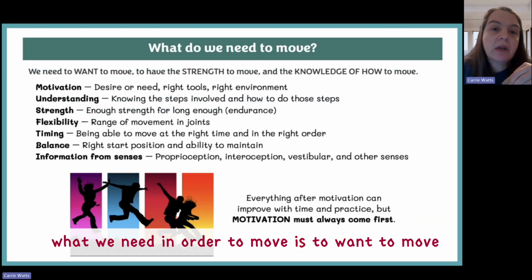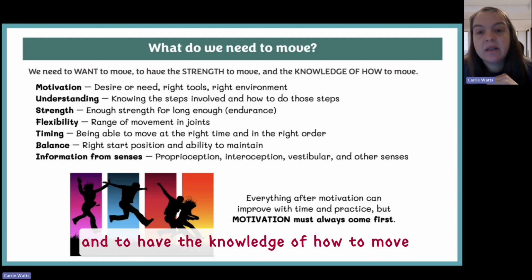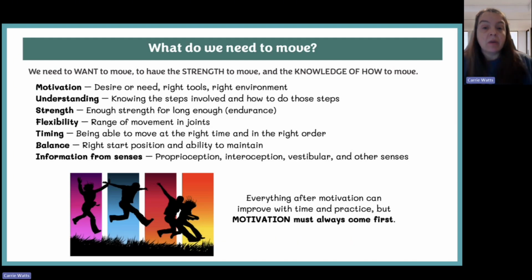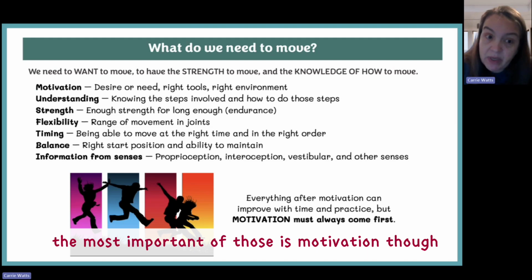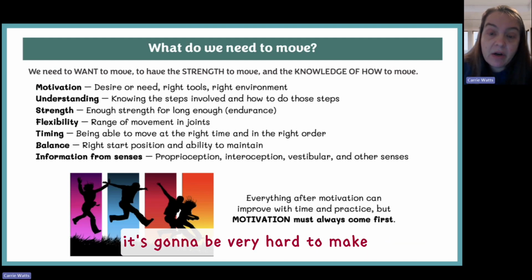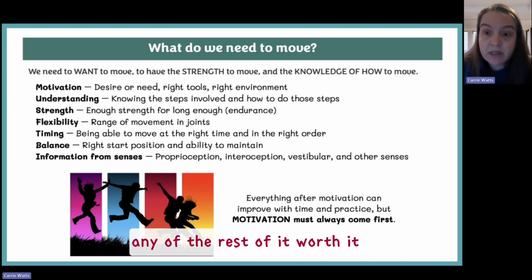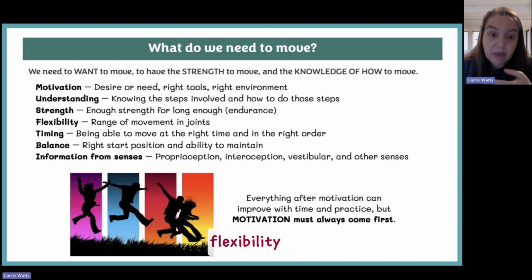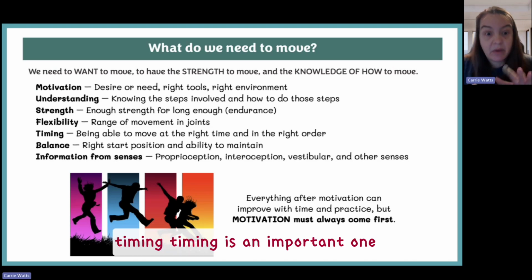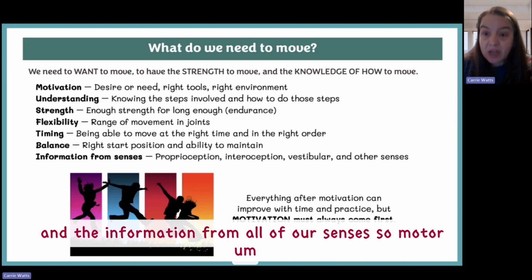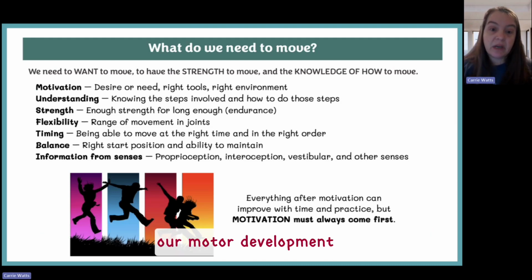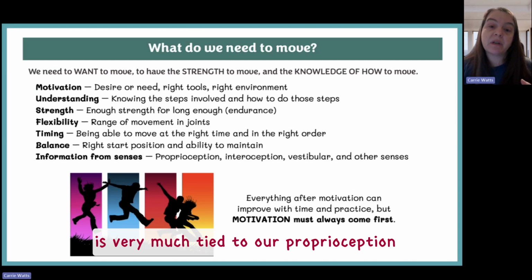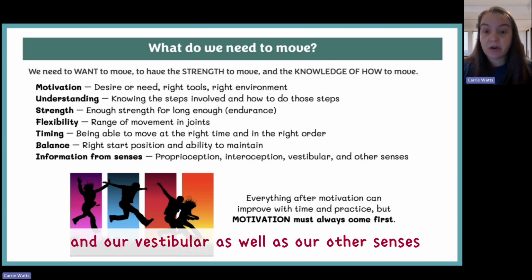What we need in order to move is to want to move, to have the strength to move, and to have the knowledge of how to move. The most important of those is motivation, though, because if there's no motivation, it's going to be very hard to make any of the rest of it worth it. So we need motivation, understanding, strength, flexibility, timing. Timing is an important one, balance, and the information from all of our senses. So our motor development is very much tied to our proprioception, our interoception, and our vestibular, as well as our other senses.